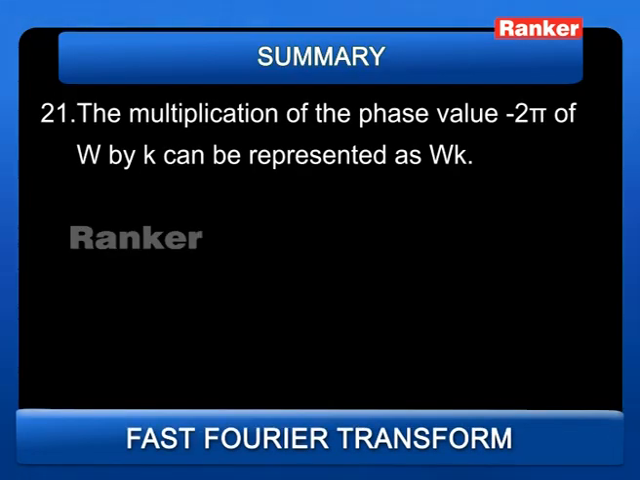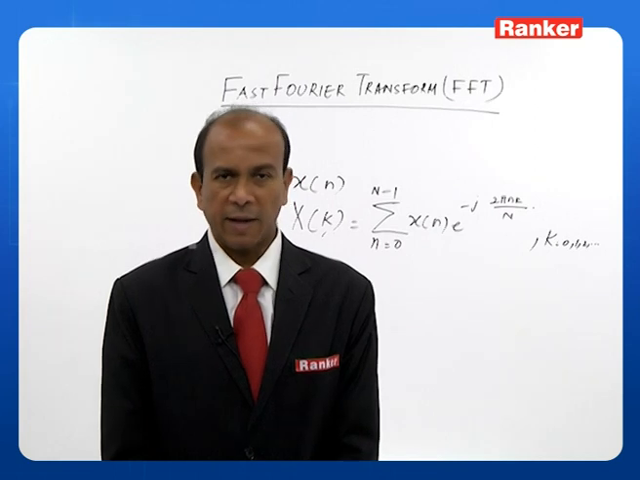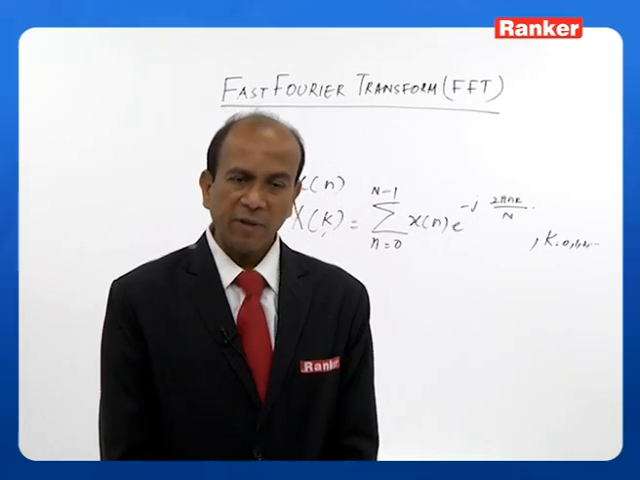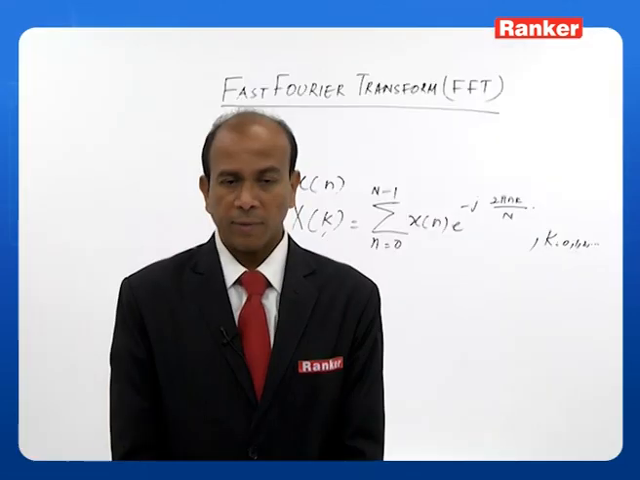So, what does this point say? The multiplication of the phase value minus 2 pi of W by K can be represented as W to the power of K. So, what is this? I am multiplying the phase value minus 2 pi of W by a factor K, then it can be represented in terms of W to the power of K, where W is the phase factor, or Wn, or rather what is called a phase factor or a twiddle factor. Similarly, this 22nd point says the division of the phase value of minus 2 pi of W by n can be represented as Wn. Okay.